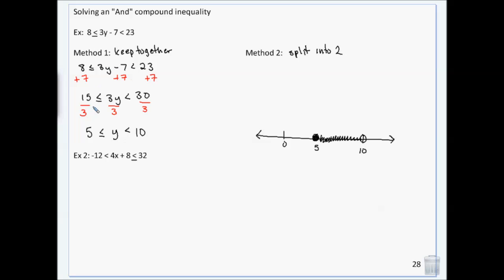If you don't like this though, if that's too visually icky, you can split it, and what you do is I have 8 is less than or equal to 3y minus 7, and then I have 3y minus 7 is less than 23. I take that middle part and I just write it twice. And it's an and. So you solve two separate equations.